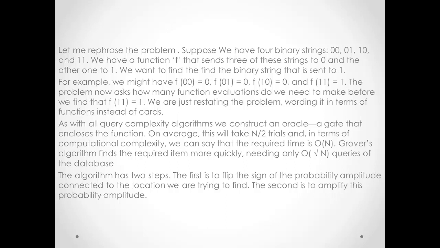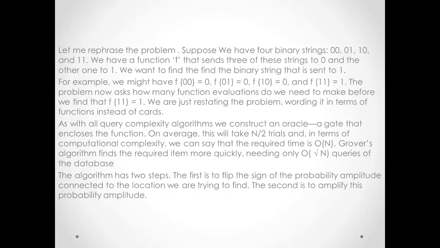The problem now asked is how many function evaluations do we need to make before we find f(11) = 1, which is our winning function. So we are just restating the problem in terms of functions instead of cards. As with all query complexity algorithms, we construct an oracle, or a black box or gate, that encapsulates the function. On average, this will take n/2 trials.